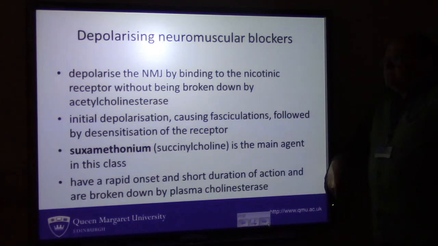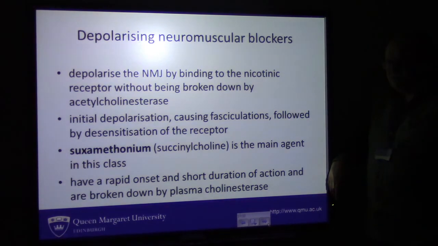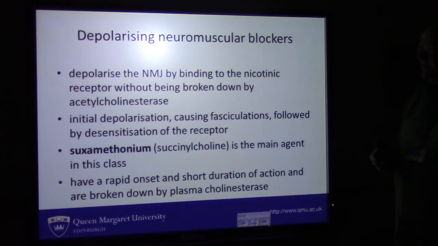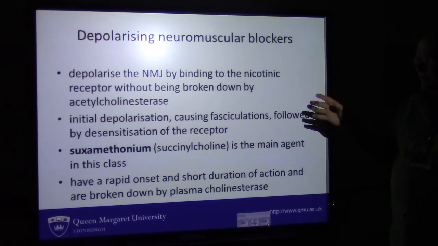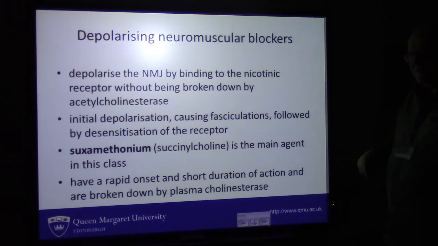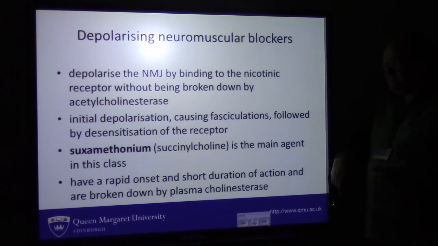We then have the depolarising neuromuscular blockers. Now, depolarising means excitation. This seems to fly in the face of what we've just said. What we mentioned was that these depolarising neuromuscular blockers bind to the receptor. They don't get broken down by acetylcholinesterase, but when they bind, they actually cause a depolarisation. So at the beginning, they do exactly what acetylcholine does. So at first you're thinking, surely that means they're agonists, but no.